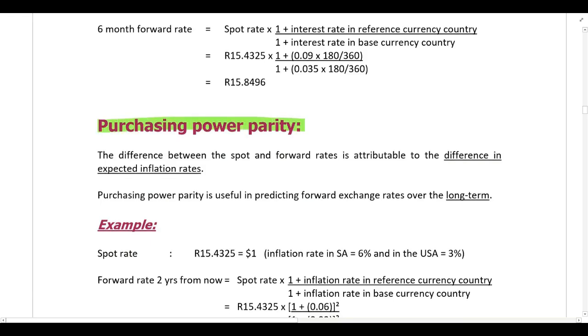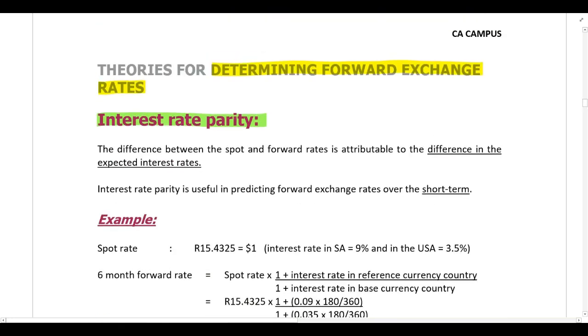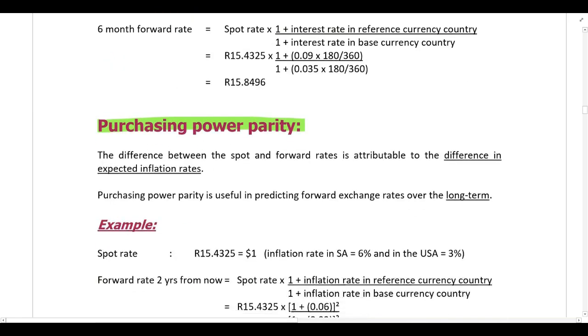purchasing power parity. Now the difference between the two, guys, with interest rate parity, we are saying that the difference between the spot rate today and the forward rate in the future is because of the difference in interest rates between countries. Alternatively, when we look at purchasing power parity, we are saying that the difference between the spot rate today and the forward rate in the future is because of the differences in inflation rates between the different countries.